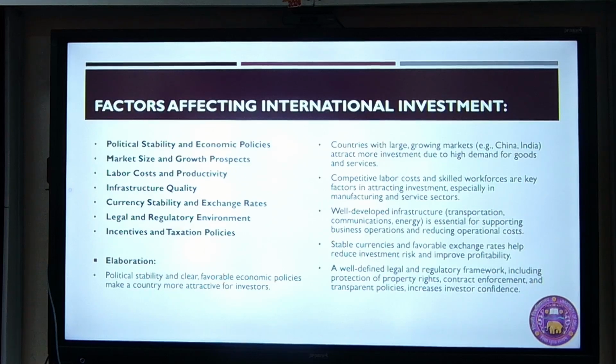Similarly, labor cost and productivity is another factor. In countries which are having cheap labor, which are having very abundant factors of production, including say capital or manpower and all, foreign companies would like to enter such countries. The reason is that will reduce their cost of production.